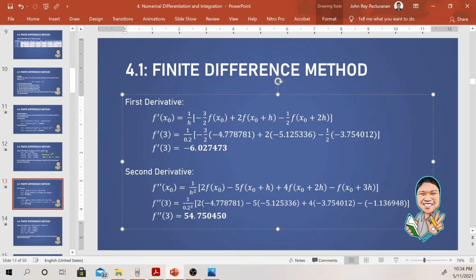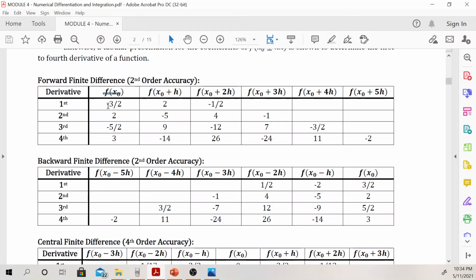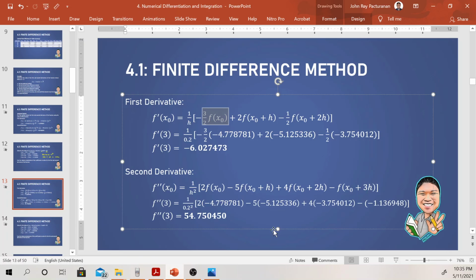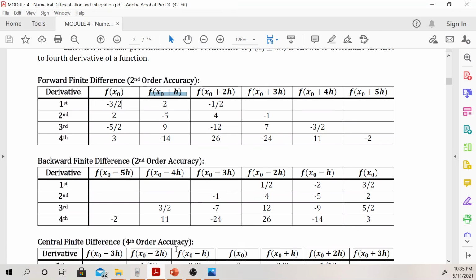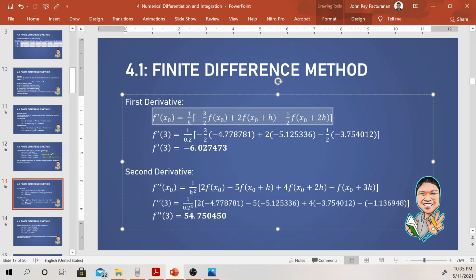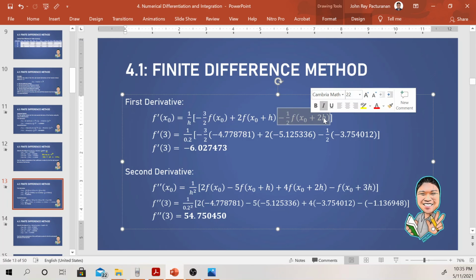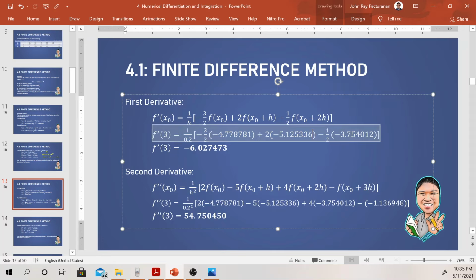So, balik muna tayo sa first derivative. 1 over h. Negative 3 halves ng f of x sub o. Bakit yung negative 3 halves? Kasi tingnan ninyo, f of x sub o, negative 3 halves. So, anong ine-expect yung second part ng function? Siyempre, plus 2 ng f of x sub o plus h, which is tama siya. And di ba, dito sa last, negative 1 half siya ng f of x sub o plus 2h. So, hindi mo na kailangang i-memorize yung ibang formula. For as long as may table ka, masosolve mo 'to.